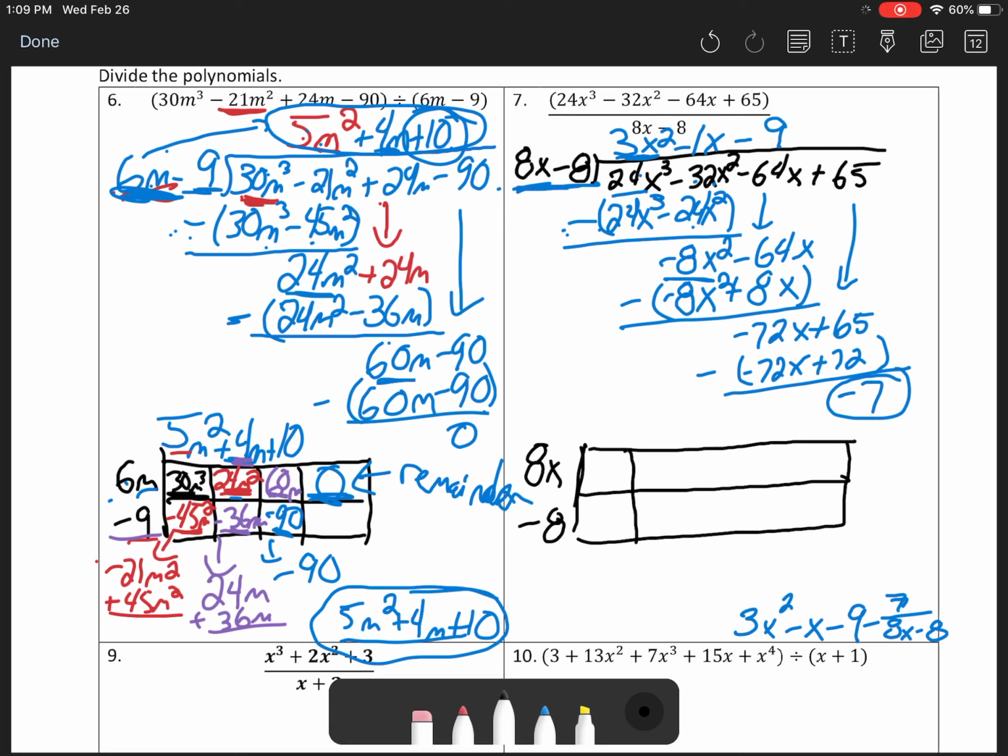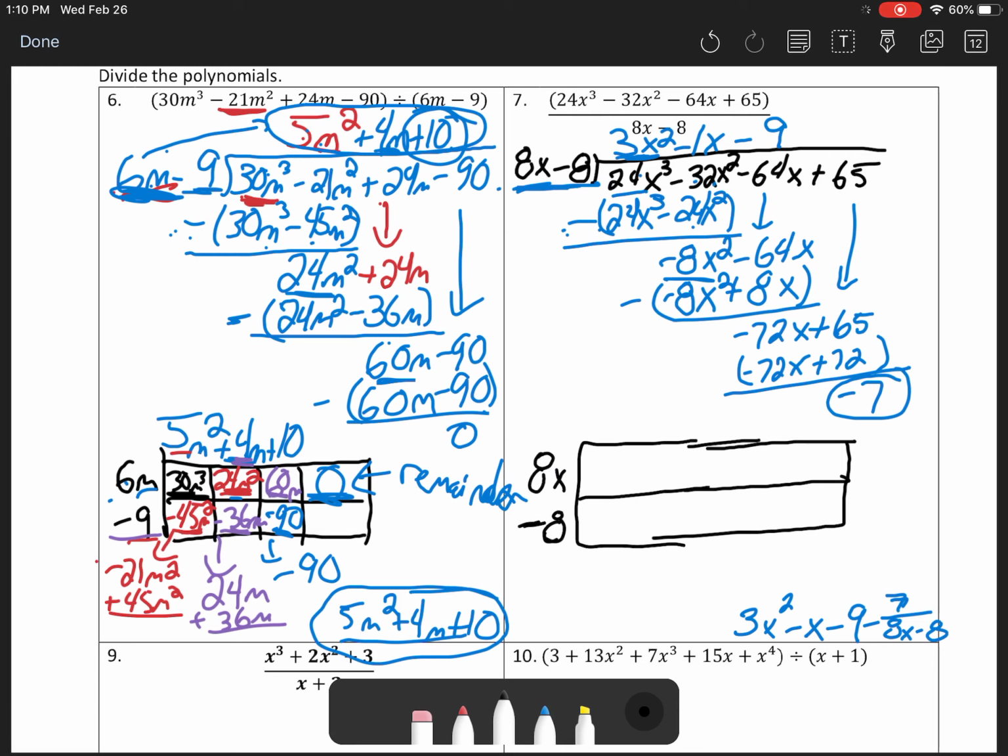Okay, and here I'm going to have my 24x squared, not there. Whew, my brain just stopped working for a minute. Sorry about that. So this is 8x, sorry. This should be 24x cubed in this box. All right. Let's do this again. Here we go. Sorry, I know you're getting impatient.